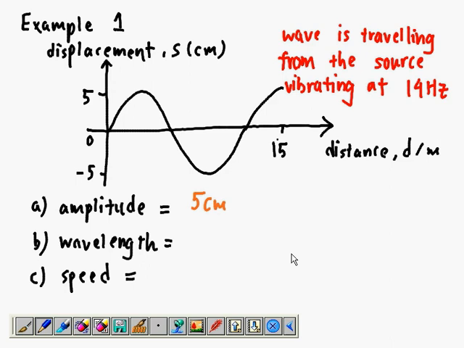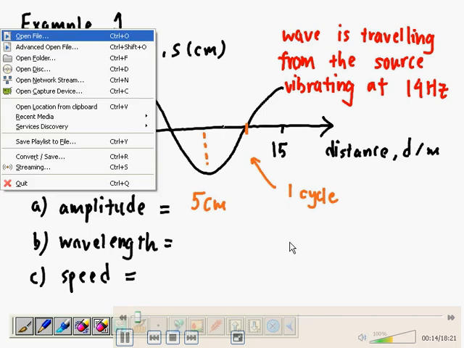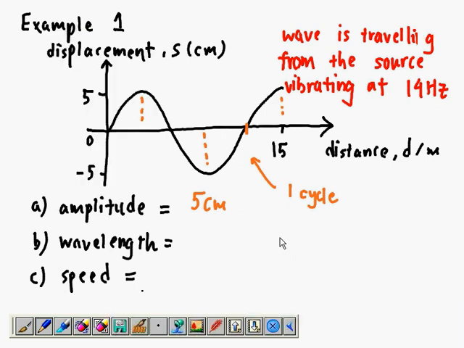Now let's look at example 1. Looking at this graph, the wave is traveling from the source vibrating at 14 Hertz. Alright, so the amplitude is 5 cm. And how do I find the wavelength? Wavelength is not 15 meter. Instead, you have to analyze the graph first.